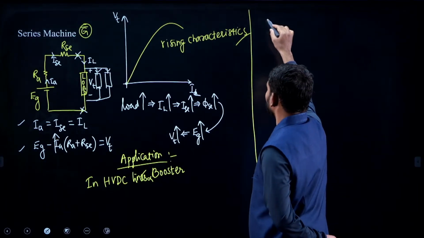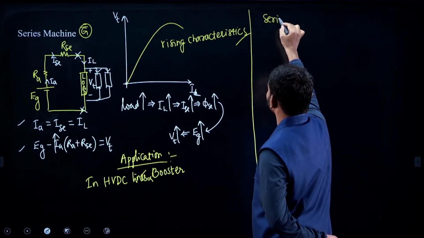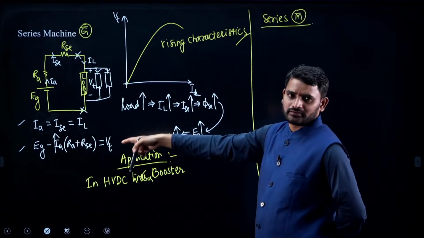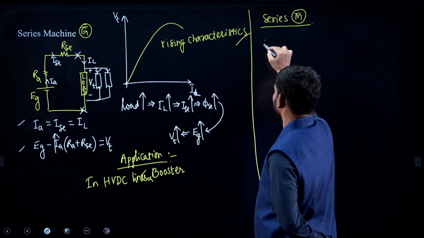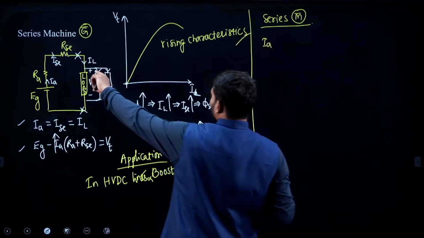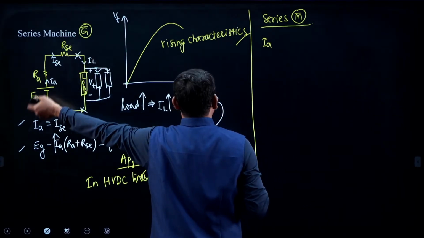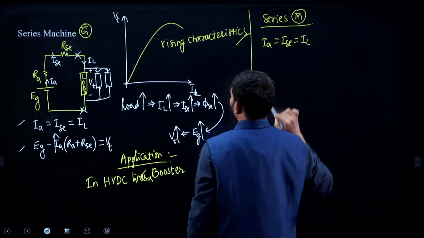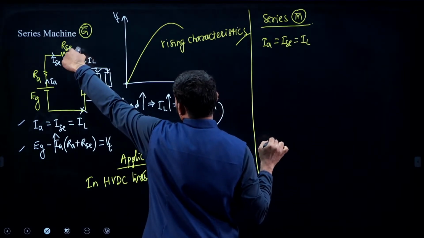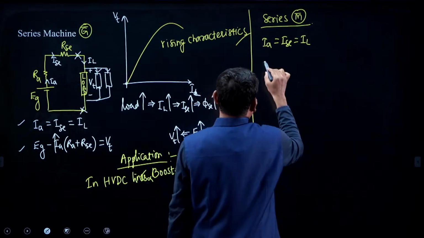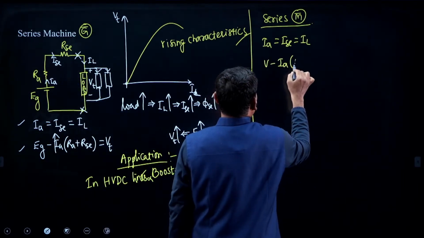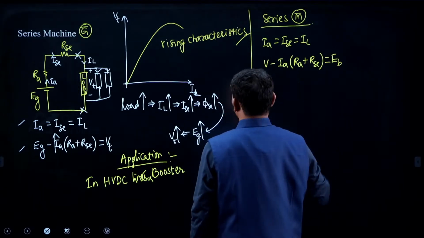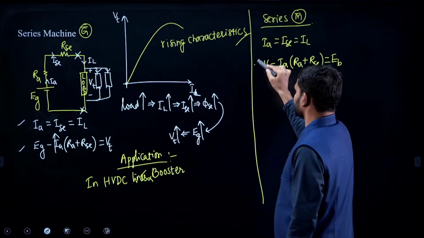Now, if you see the motor, the series motor, what about the current equation and voltage equation? If you connect a voltage source here, the line current, series field current and armature current, all are the same or not? All are the same. What about the voltage equation? V minus Ia of Ra plus Rsc is equal to Eb. Okay. So these are the voltage and current equations.